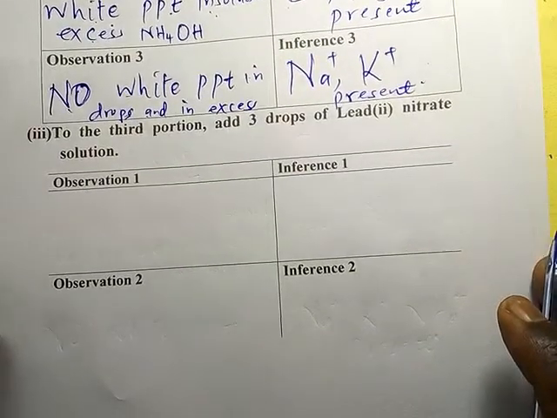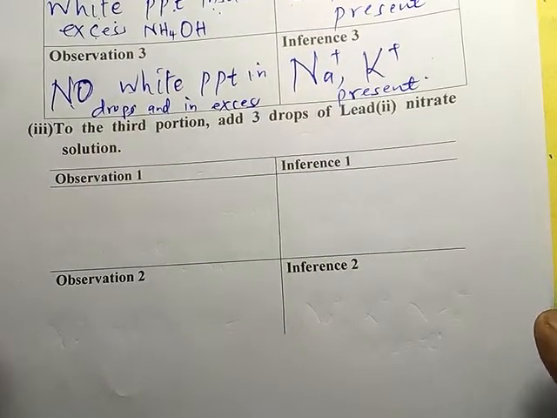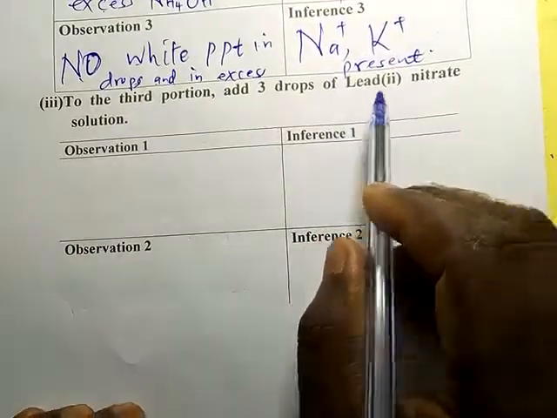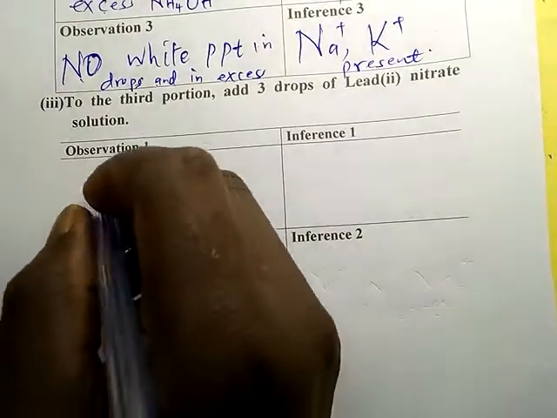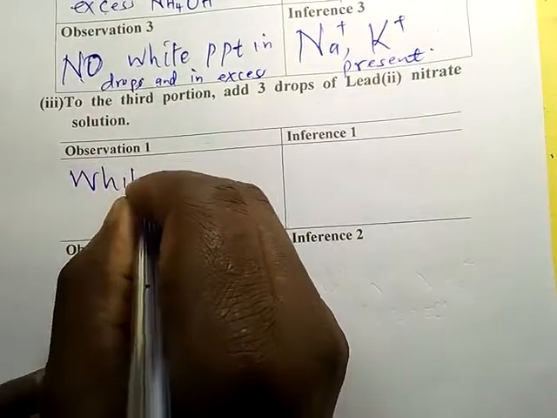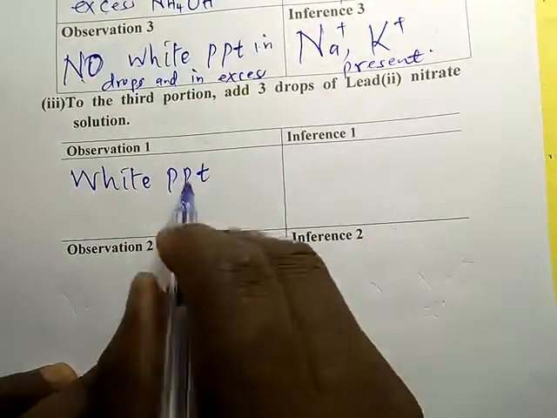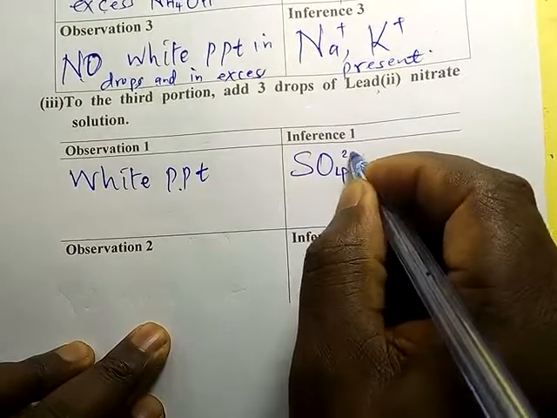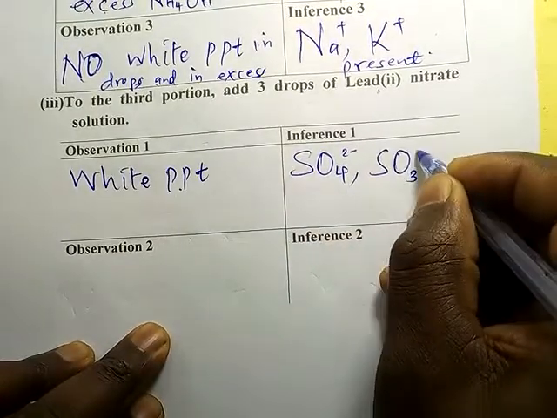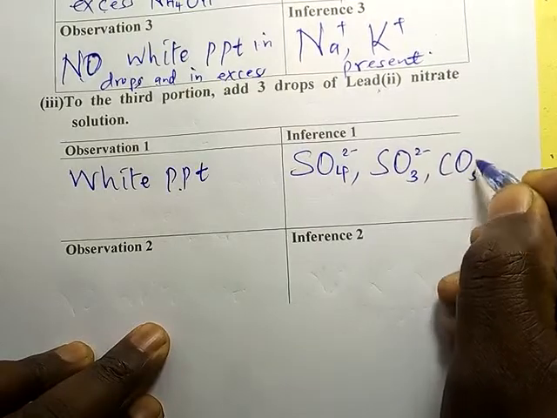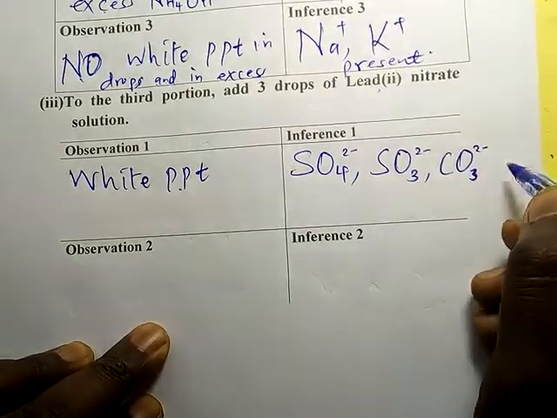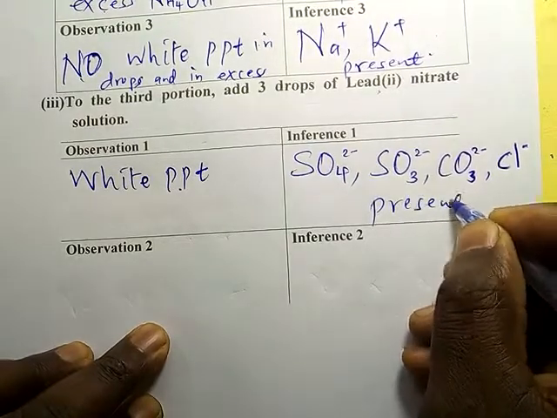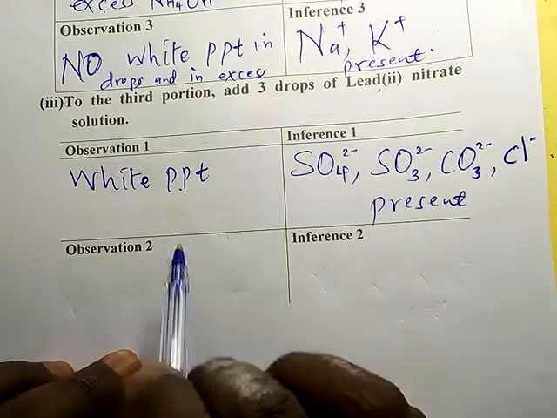To the third portion, add 3 drops of lead nitrate. Whenever we are adding lead nitrate, we expect 2 observations. A white precipitate. If a white precipitate is formed and you are adding lead, it means the sulfate, the sulfite, the carbonate, and the chloride are present. Because all of these form a white precipitate with lead.